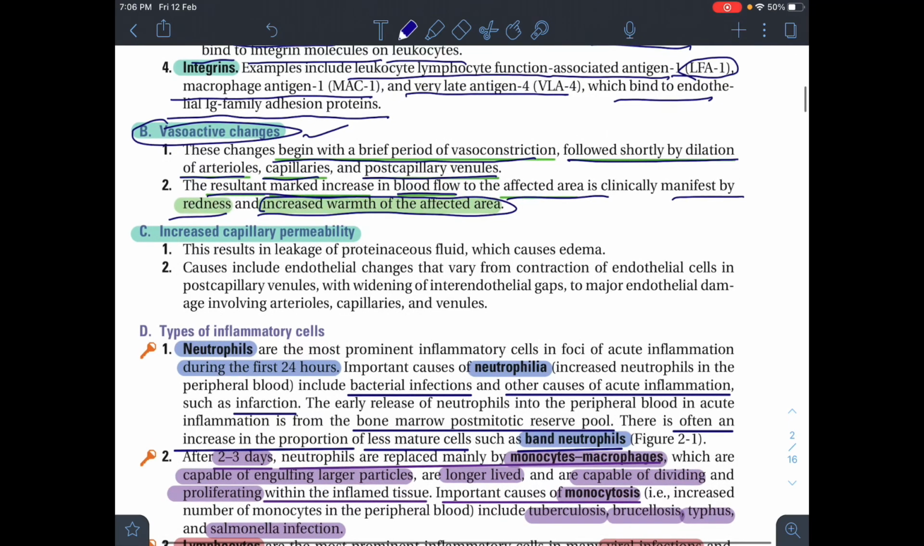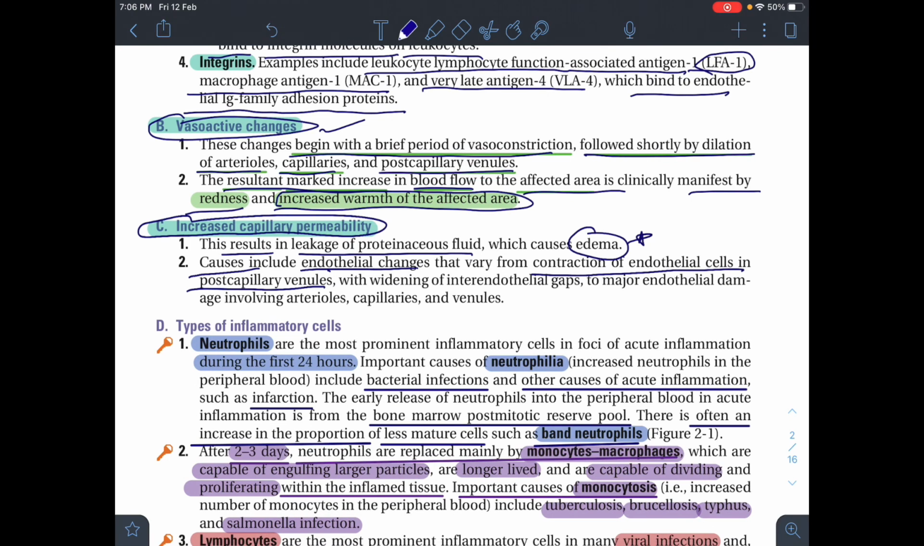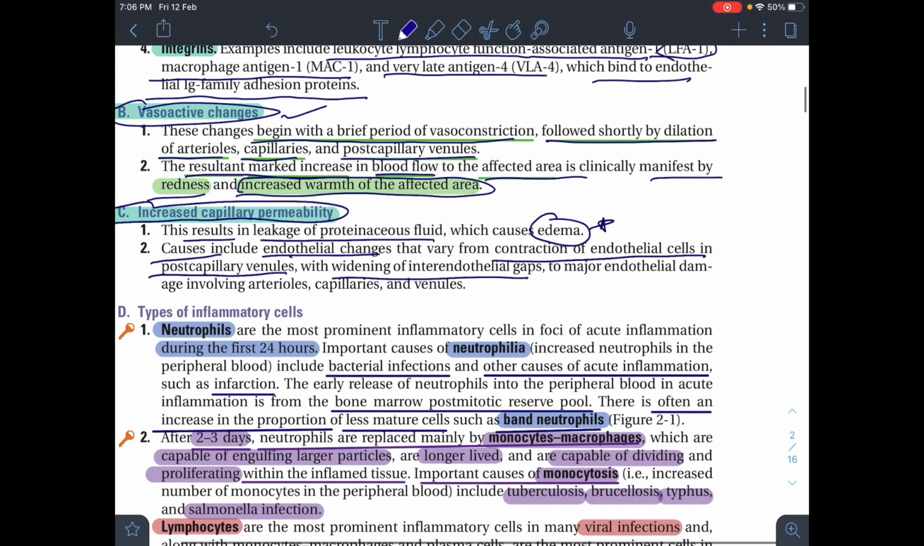Then there is increased capillary permeability. This results in leakage of proteinaceous fluid which causes edema. Now that's important. Causes include endothelial changes that vary from contraction of endothelial cells in the post-capillary venules with widening of interendothelial gaps to major endothelial damage involving arterioles, capillaries and venules.